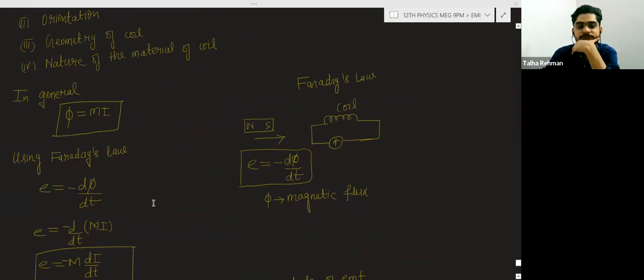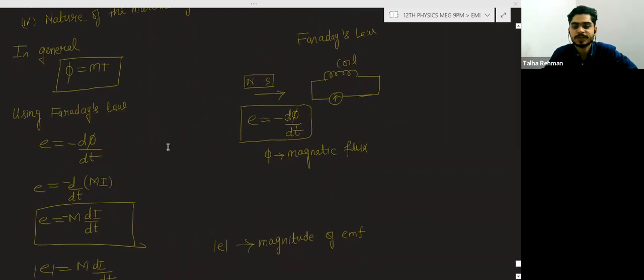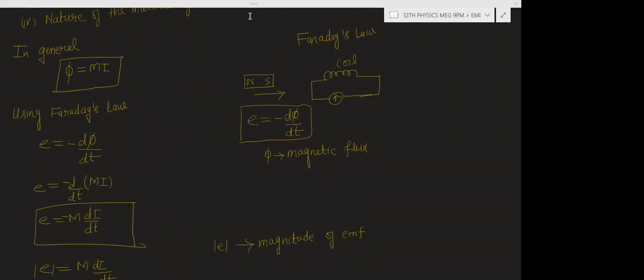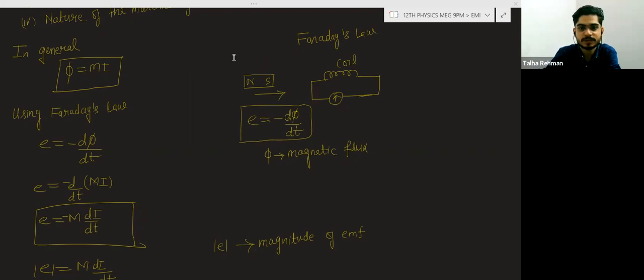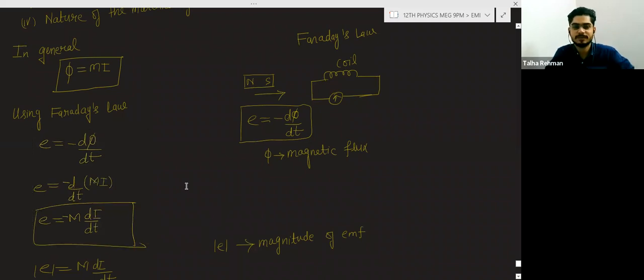Why are we using the Faraday law? Because we want this form. We want to write the EMF in this form, in the form of the mutual induction and change in current with respect to time. Got it? Actually, I have not used the Faraday law here because there are many scientists earlier who have already used this. They have already done all the things. I am just explaining what they have done.